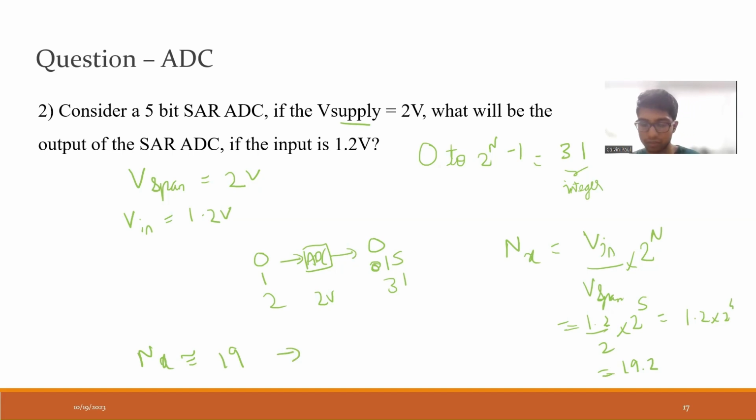Now if we have to convert 19 into a digital value, the digital representation of 19 will be how much? It could be 10011. Okay, so this should be the output of the ADC. So any doubts in this?